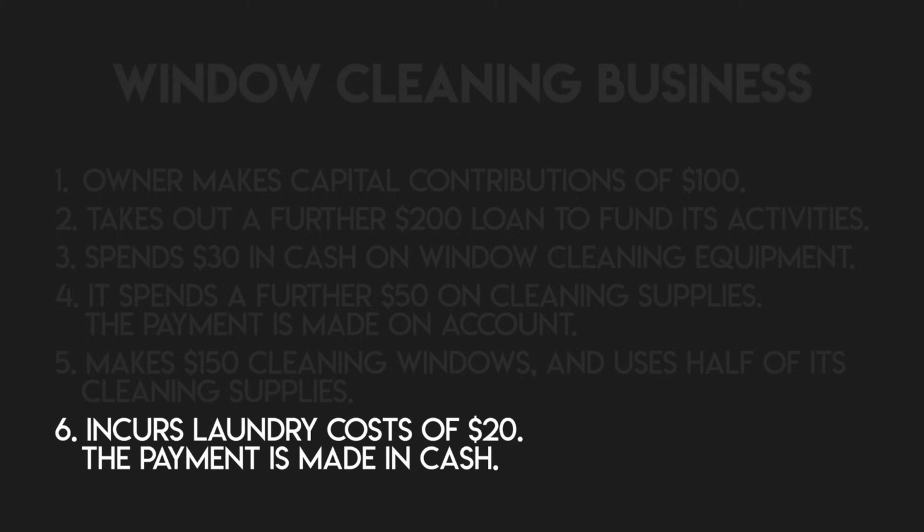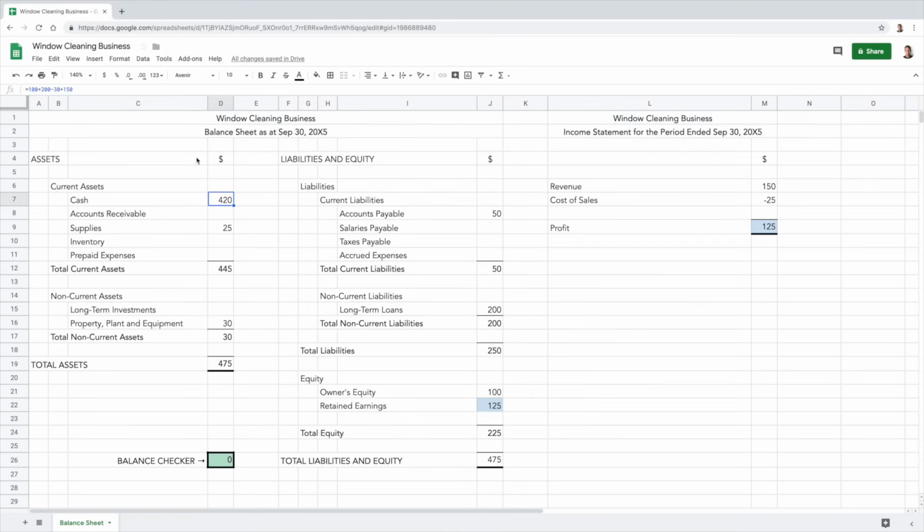We'll see how that works one more time in transaction 6, where our window cleaning business incurs laundry costs of $20. The payment is made in cash, so we need to credit cash by $20 to decrease it, and debit laundry costs by $20 to increase them in the income statement.